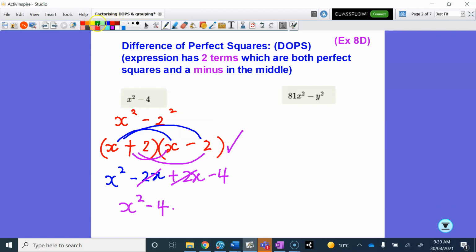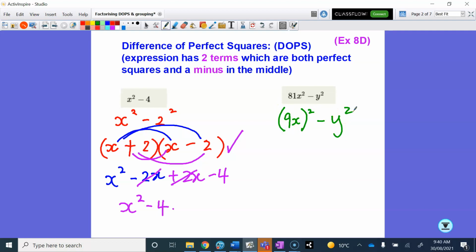Something like the next example, 81x squared minus y squared. Straight away when I see there's two terms there, I would be starting to maybe think it's a difference of perfect squares. Doesn't quite look exactly how I want it at this point. I want to have two terms that are both perfect squares. I know 81 is a perfect square, and I know x squared is a perfect square, and I know y squared is a perfect square. So I'm almost there. I would want to rewrite my first term though as 9x all squared minus y squared.